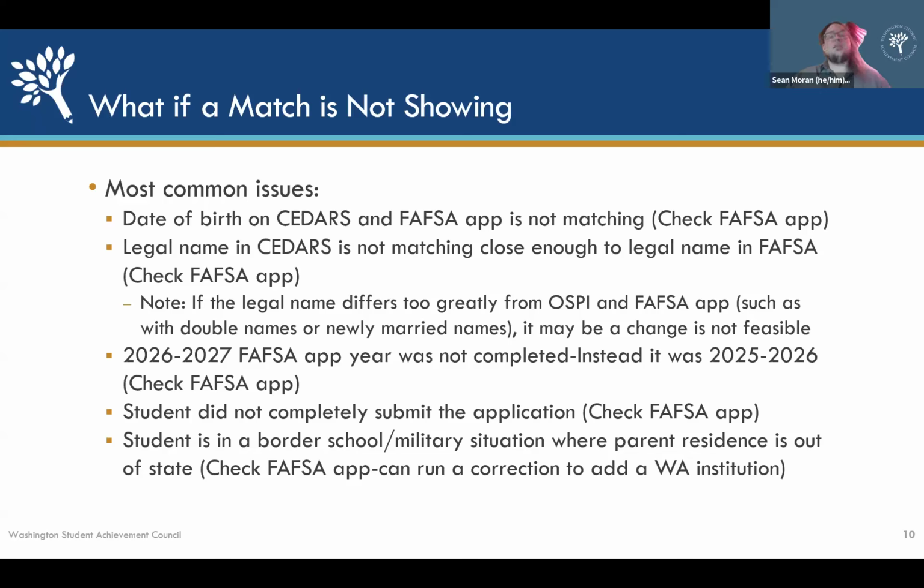That means that if they are not a Washington high school student who has a state of residence as Washington, then we would need to know that they want to go to a Washington institution. So even if they're not interested, they can always add it as a second school or a third school.